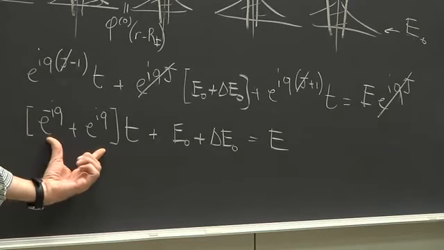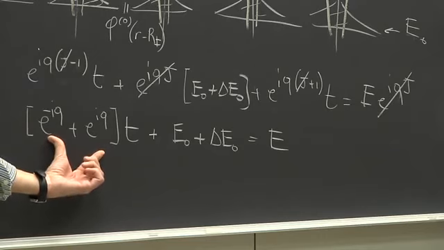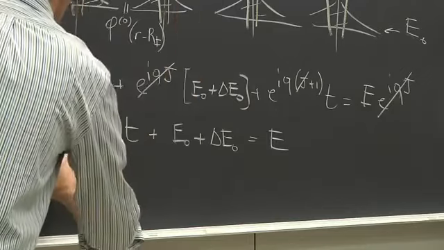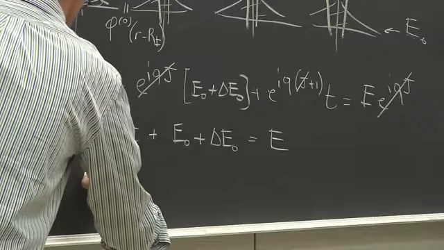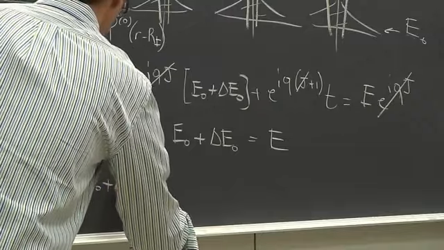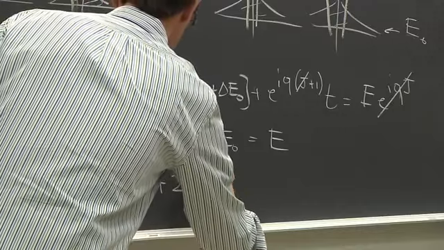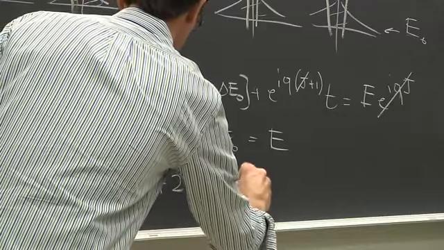But this object here is what? Twice the cosine of q, right? So let me actually revert this and say that E is equal to E naught plus delta E naught plus twice t cosine of q.